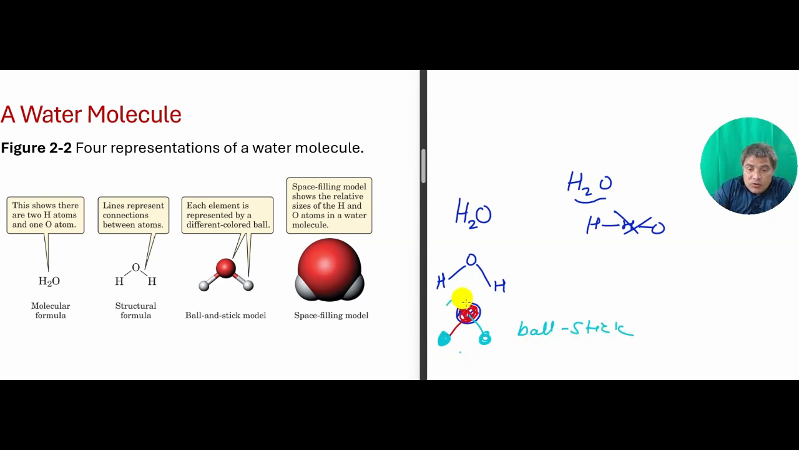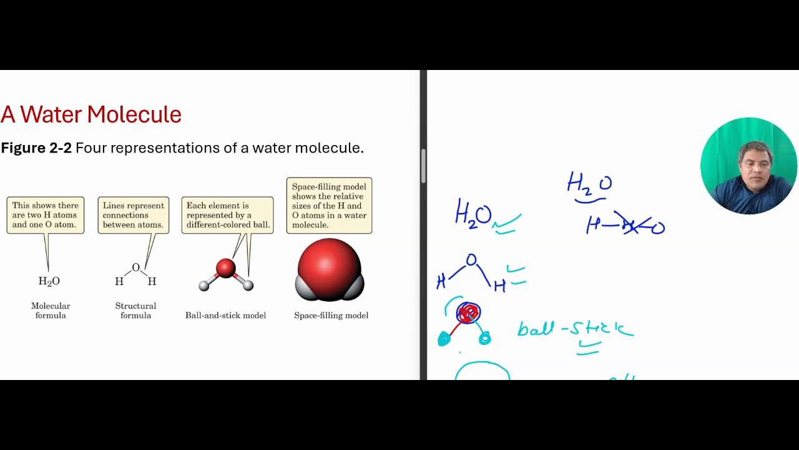It will show a big space for oxygen and small spaces for the hydrogens. That is the space filling, a different way of writing the formula, writing the structure. This is just one way, and this is another way. This is said to be the linear representation. We connect these elements by lines; second is the ball and stick.